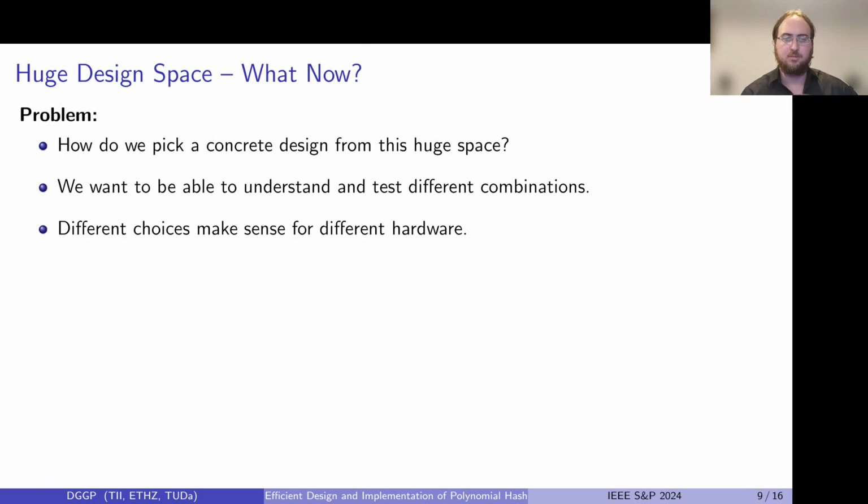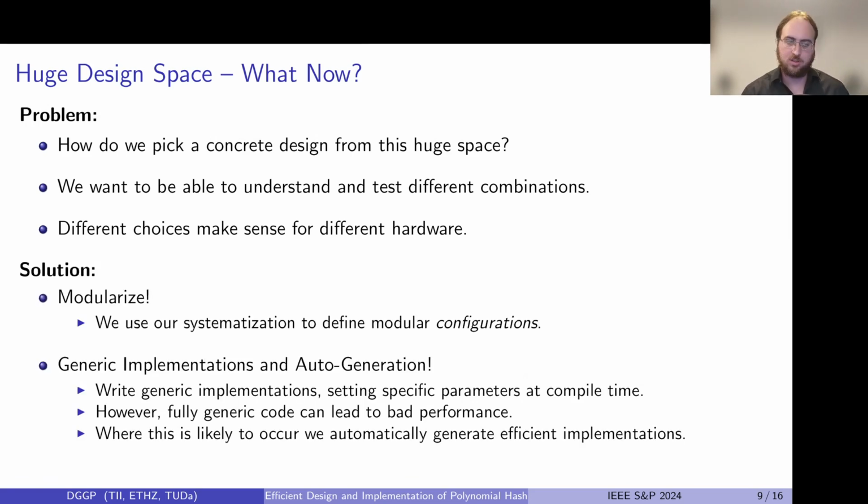So how do we solve these problems? Well, we just reuse the modularization that we did for our systematizations and define our hash functions as modular configurations. And then we use these modular configurations to use high-level C implementations and auto-generated code for performance-critical parts to automatically generate these implementations instead of writing them by hand.